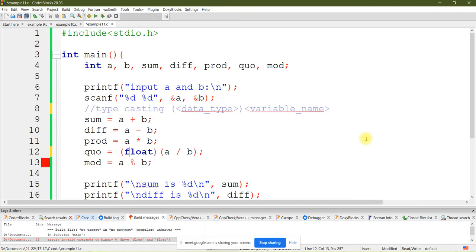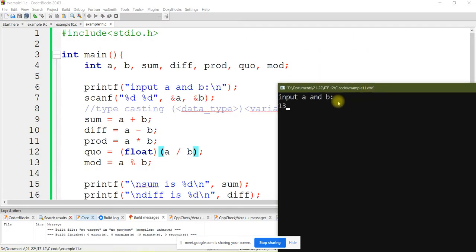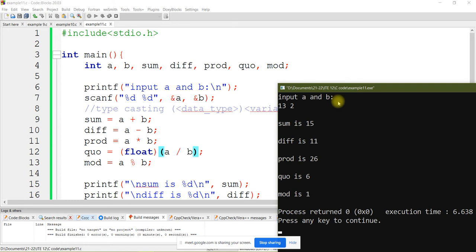So again, this is the data type that I want to convert this into. And in this case, I don't want to convert just a variable, I want to convert the whole answer. So actually, that is possible. But when we run this one, let me show you. When we run that one, this is 13 and 2. The answer is still 6.